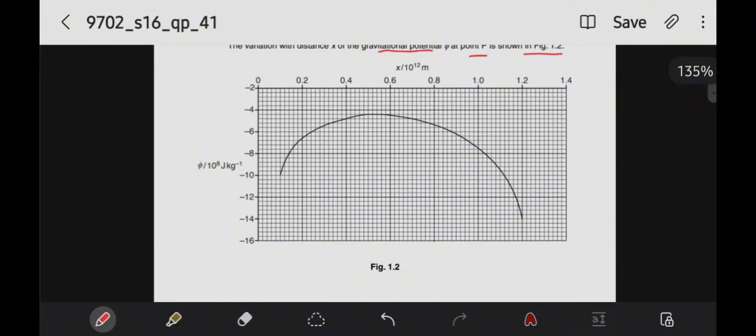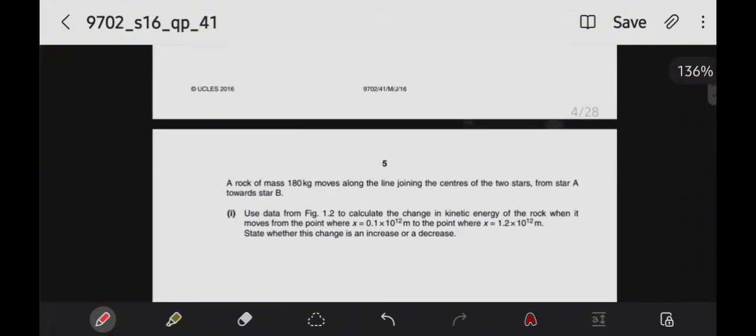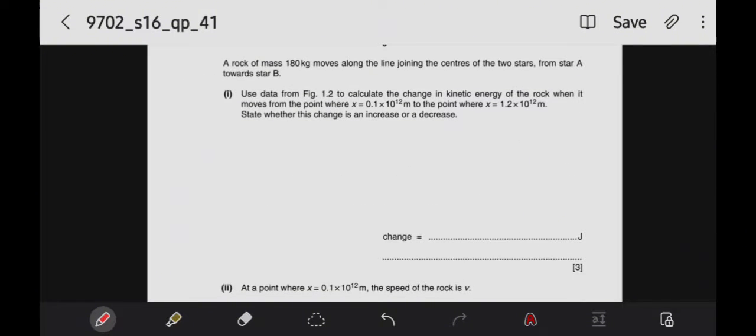So this is figure 1.2 and this is gravitational potential. This is the distance from star A. A rock of mass 180 kg moves along the line joining the centers of the two stars from star A towards star B. Use data from figure 1.2 to calculate the change in kinetic energy of the rock when it moves from the point where x is equal to 0.1 × 10^12 to the point where x is 1.2 × 10^12 meters. State whether this change is an increase or a decrease.